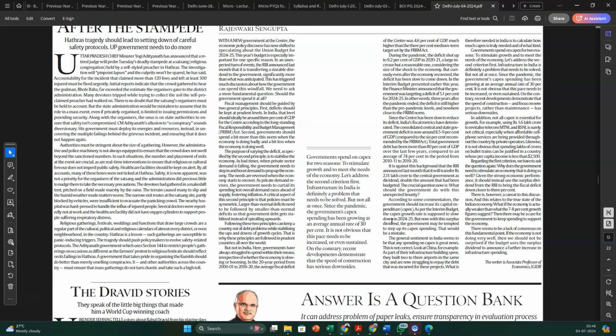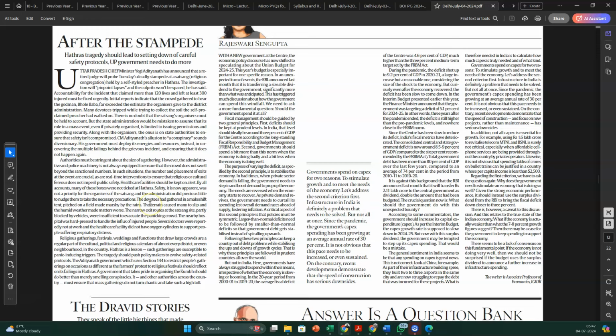And not all capex is good. For example, 1.6 lakh crore rupees for revitalizing telecoms like MTNL and BSNL, as well as bullet trains, is something which is not very feasible for a country whose per capita income is less than $2,500. So all of this basically says that if all is not well, then the government should spend on capex. But if all is well, why do you need that? So this is one article. The other article is "After the Stampede".